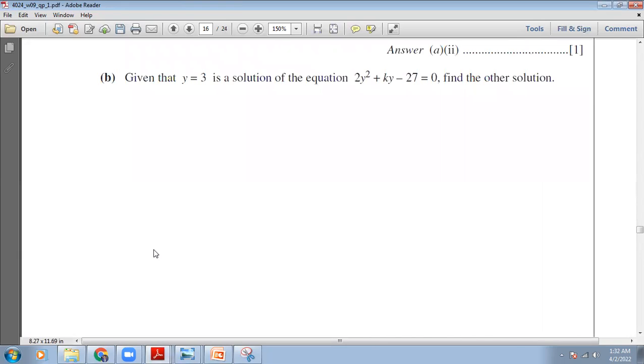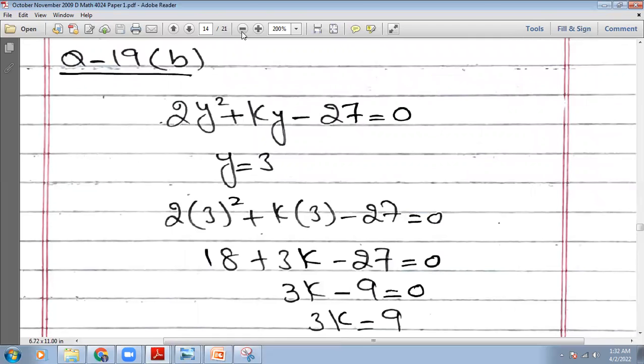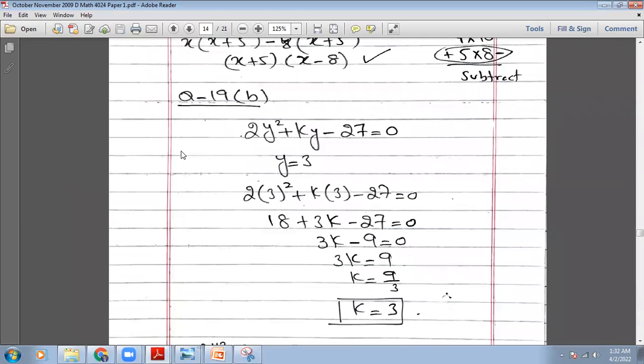Then he says, given that y equals 3 is a solution of the equation 2y squared plus ky minus 27 equals 0, find the other solution. Okay. So wherever there is y in this equation, put 3 and find the value of k. Once you know the value of k, then I will find the other solution. So first of all, in that given equation, 2y squared plus ky minus 27 equals 0, in the place of y, I will substitute 3.